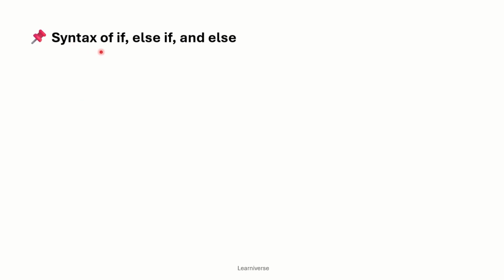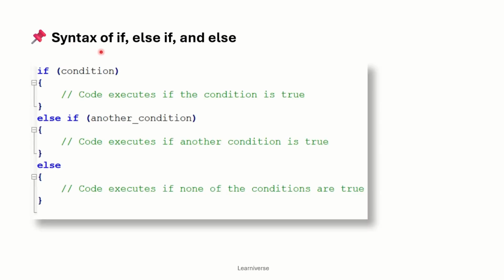Coming to the syntax of if, else if and else. So here you can see we have a condition in the if statement. If this particular condition is true, then the statements which are part of the if block will be executed. Suppose if the condition is false, then it will come to the else if block, and we have another condition here. It will check that particular condition.